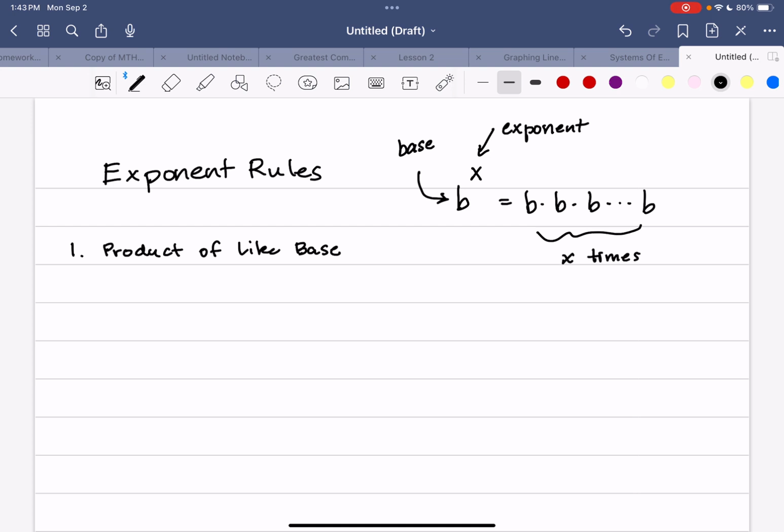So the product of like bases would be something like x to the third times x to the fifth. And so you would add those, x to the eighth. So the rule says x to the m times x to the n is x to the m plus n.